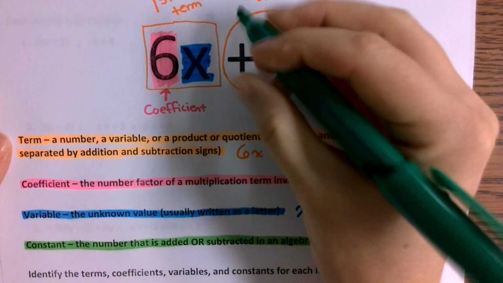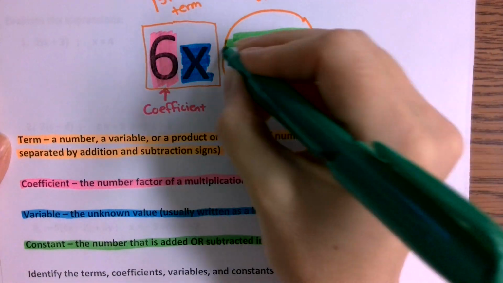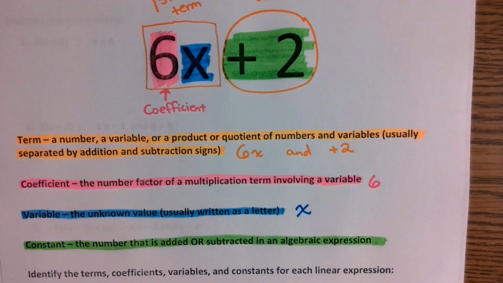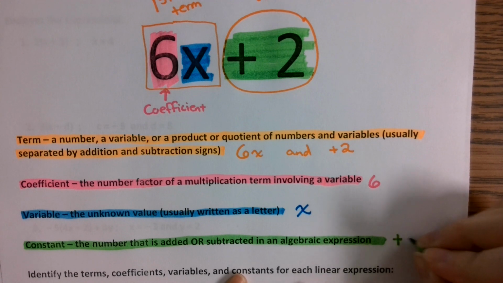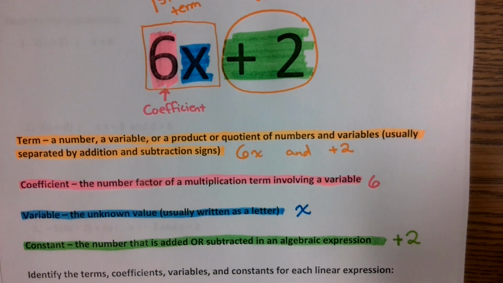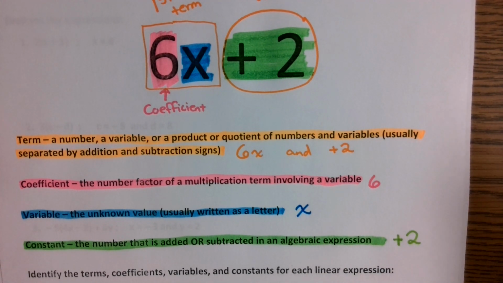Okay? So this, and I'm going to highlight the whole thing, I'm including the plus sign because, again, that plus sign is indicating that it is a positive 2. So that positive 2 is my constant. Now you don't have to write the positive sign. I'm only doing it for right now for this example so that you can see that it is a positive. But in the future, you do not have to write the plus sign, but you do have to write minus signs because those would indicate it's negative.